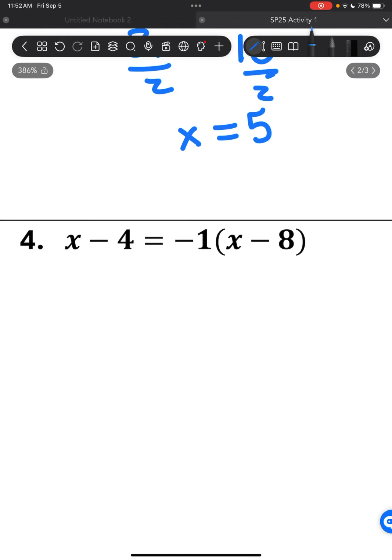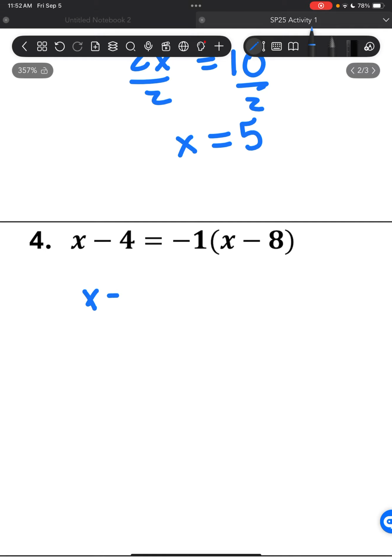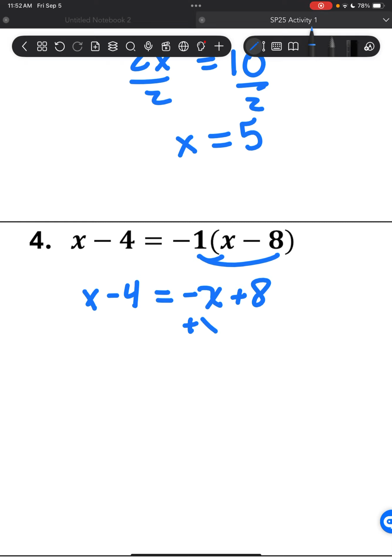Alright, number 4, so we have x minus 4, that's going to be staying the same. We're just going to drop that down. Then we're going to distribute. So we have a negative x plus a positive 8, because negative 1 times negative 8. Now here we're going to get rid of this x, because that seems pretty easy there. By doing that, we're adding an x, so that's giving us 2x. Then we are adding 4 to get rid of this negative 4. That's getting us our 4.